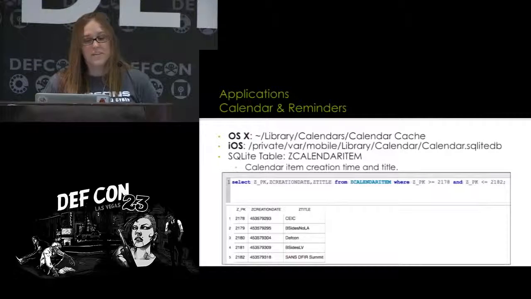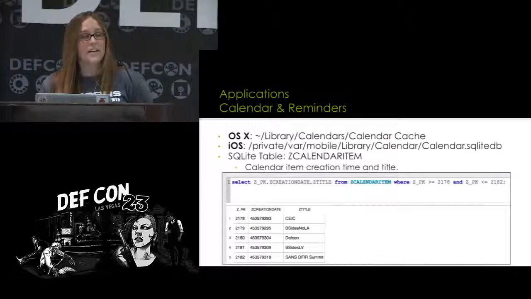So when was the calendar item created? What was the reminder for? Alarm information, all sorts of metadata. These databases are incredibly large, which really makes for awful screenshots. Thus, I made a tiny little query just to show you the general information.